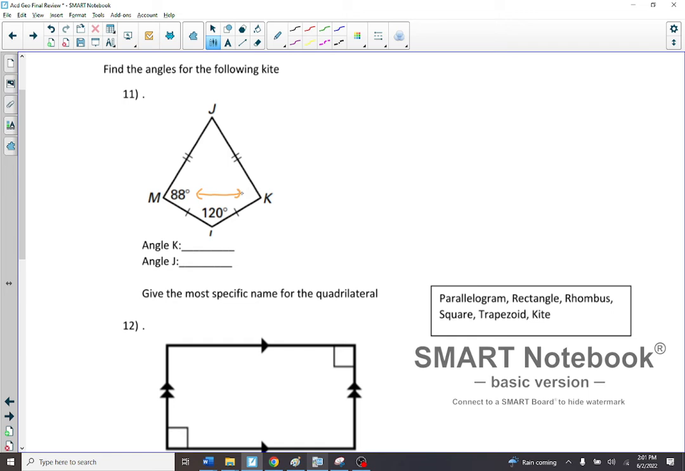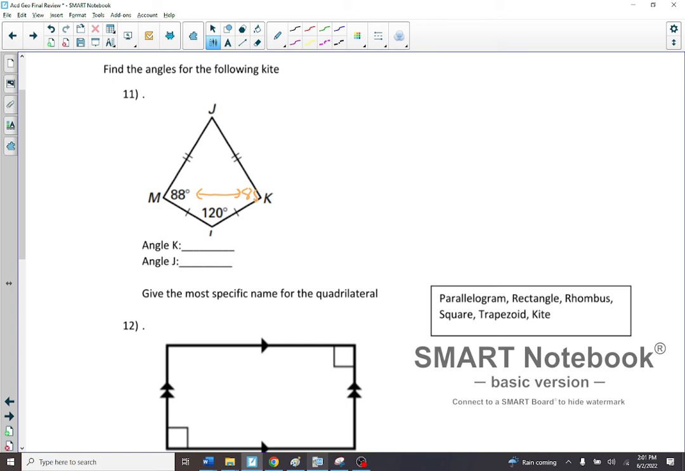So M is 88 degrees. K, because in a kite, the middle parts of the kite, so if you had your fingers like this to make the kite, the inside of your fingers would be matching. So these two would match. So that is going to be also 88.